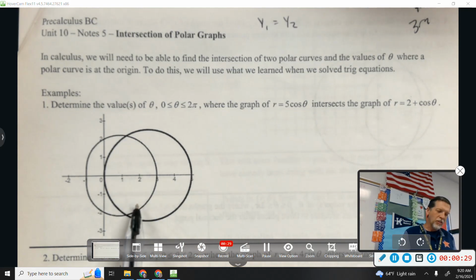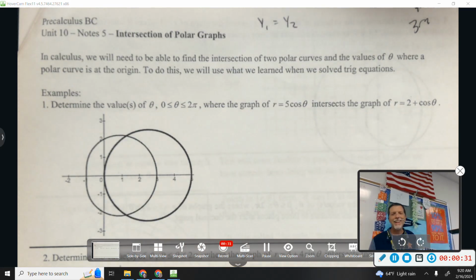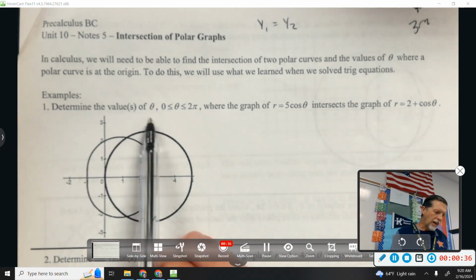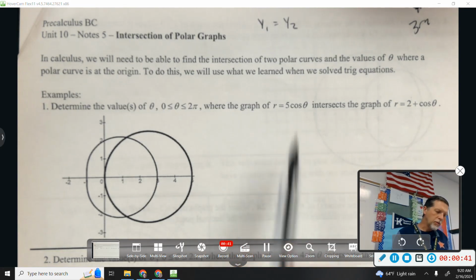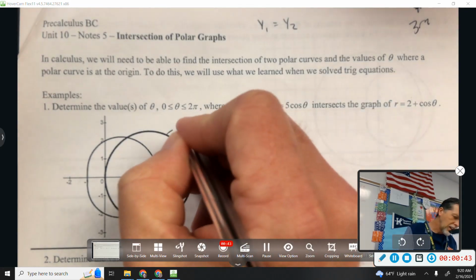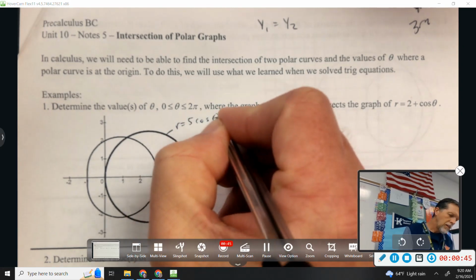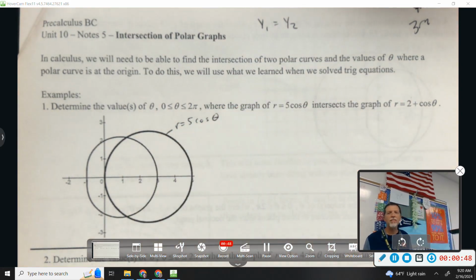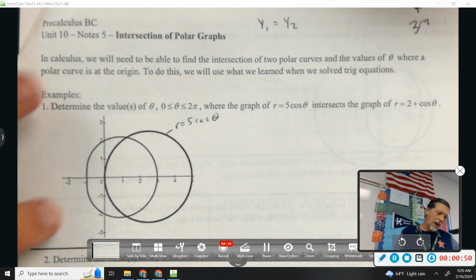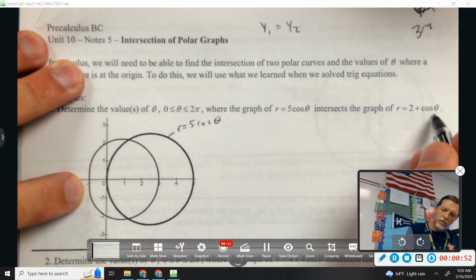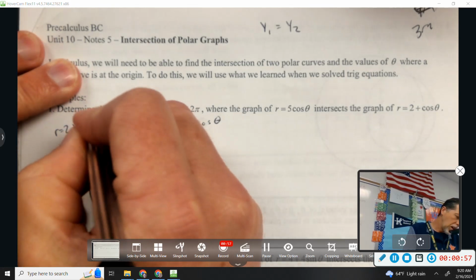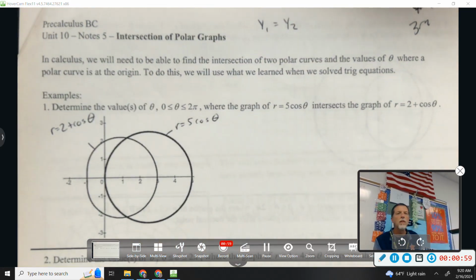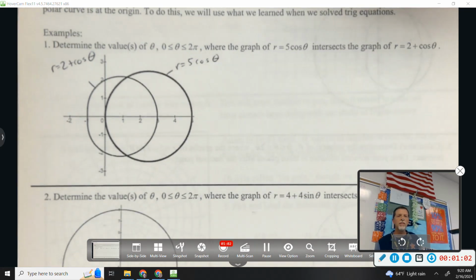And you've got the two pictures, so you kind of know the answers ahead of time, or at least sort of. Determine the values between 0 and 2 pi where the graph of r equals 5 cosine theta, that would be the circle on the positive x-axis, intersects the graph of r equals 2 plus cosine theta. That sounds like a limaçon without a loop.